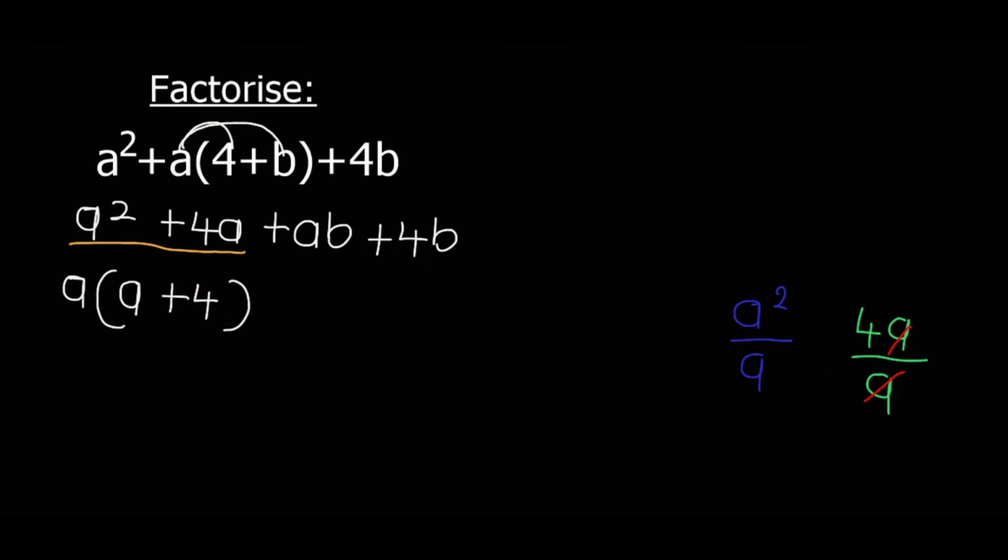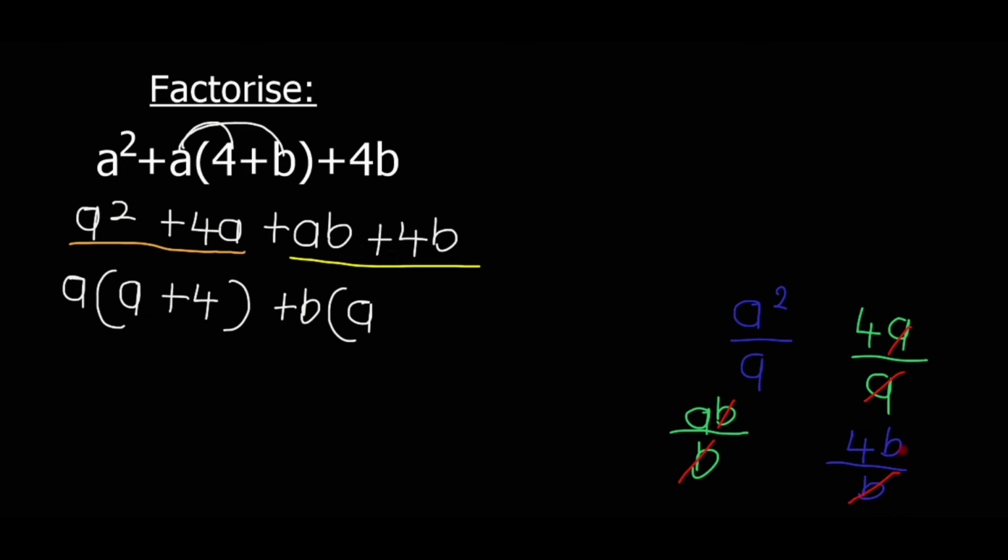And then now we look at our last 2 terms. We look at ab and 4b. So we have b as a common factor. From here we divide each term by our common factor. ab divided by b: b and b cancel and then we remain with a. 4b divided by b: b and b cancel and then we remain with 4.